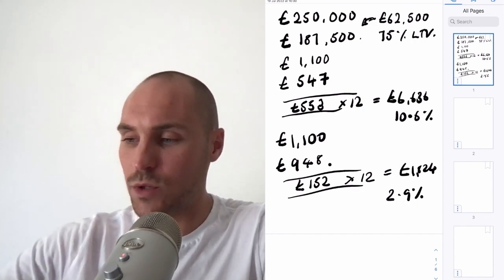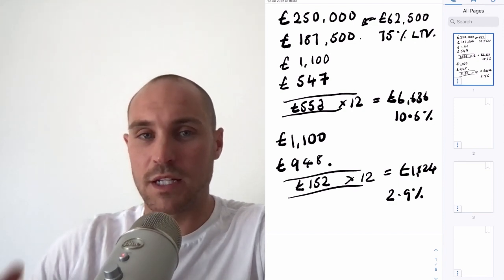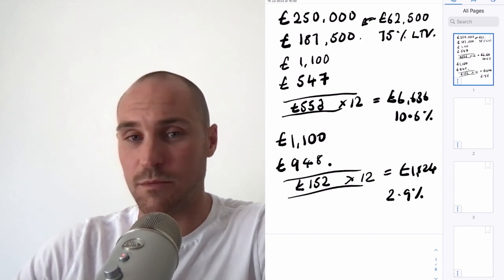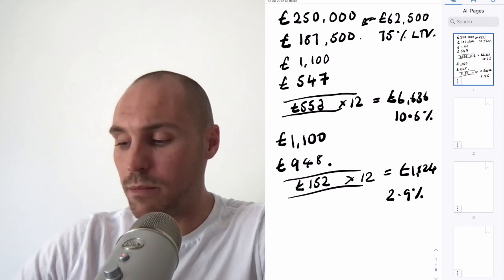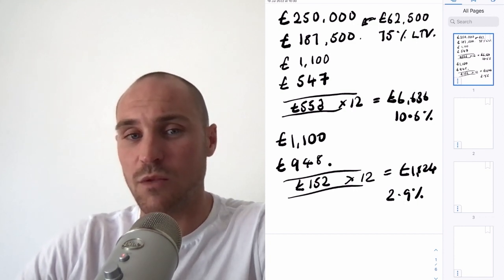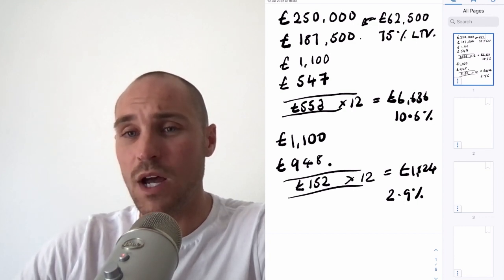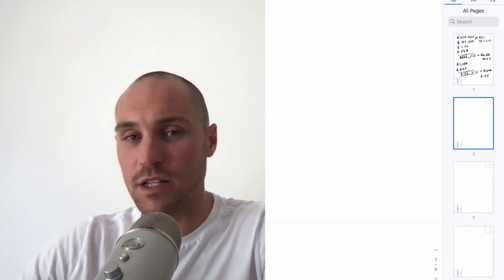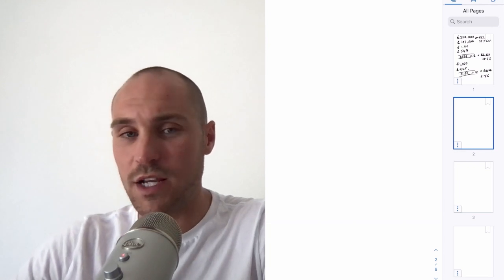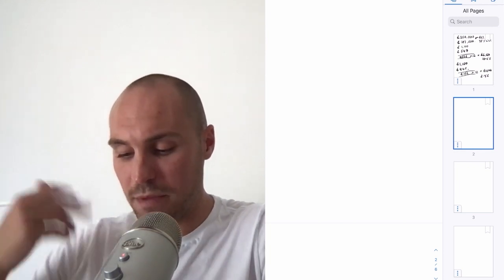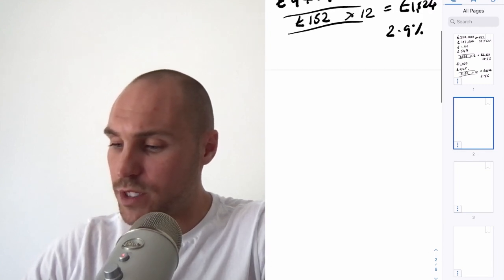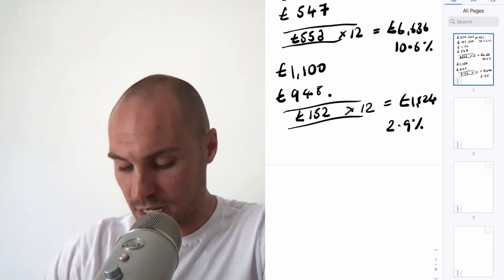But what we need to take into account is looking at the long term. And this is where the calculations really start to help us make our decision. From a high level, it makes complete sense: one makes us 6,636, the other one makes us 1,824. But that's only the start. When we get into the second set of calculations, you're really going to see how this starts to compound and how I make my decisions. So let's actually work this out.